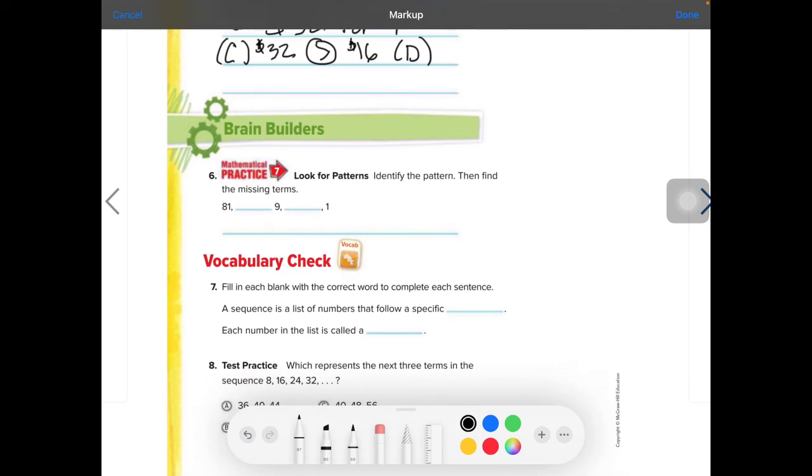Brain builders, number 6. Look for patterns, identify the pattern, and then find the missing terms. Okay, let's look at here. We have 81, 9, and 1. So we're missing something in between there. So I know that these are all factors of each other, and it looks like it's dividing by 3. Because 81 divided by 3 is 27. 27 divided by 3 is 9. 9 divided by 3 is 3.